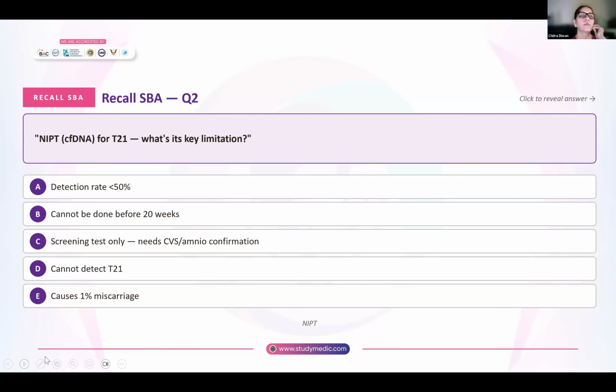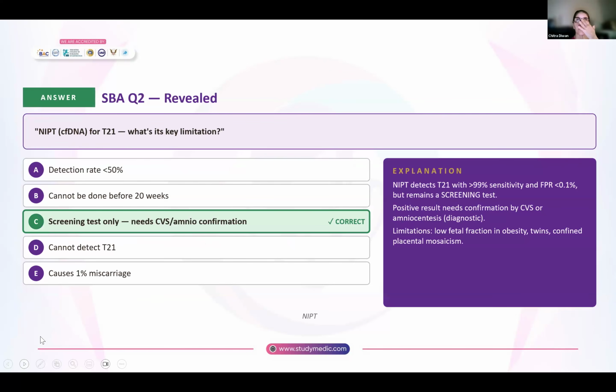Screening test only. It needs CVS or amnio for confirmation. This is the correct option. Cannot detect T21? No, it is done very commonly for T21. It causes 1% miscarriage? No, it's non-invasive, so it will definitely not cause miscarriage. So by default, it is only a screening test, and it needs amnio or CVS for confirmation.